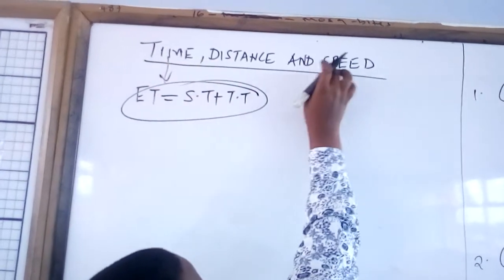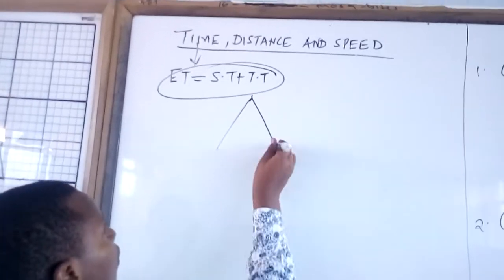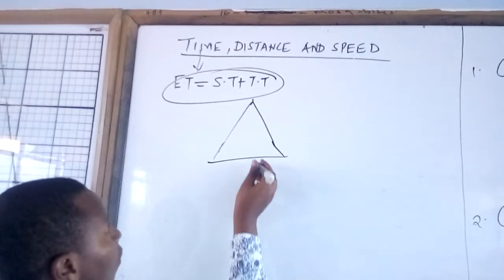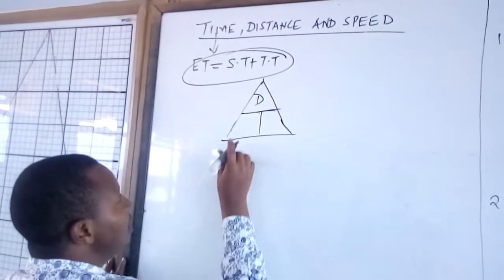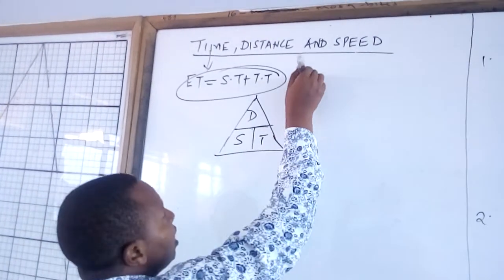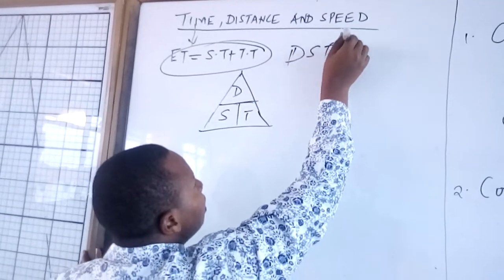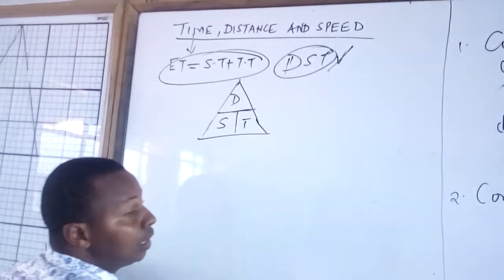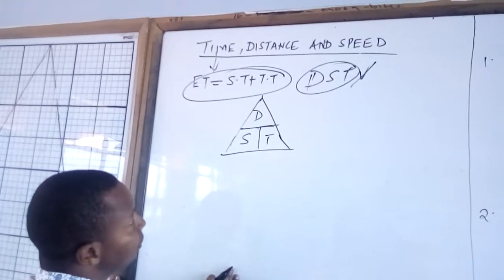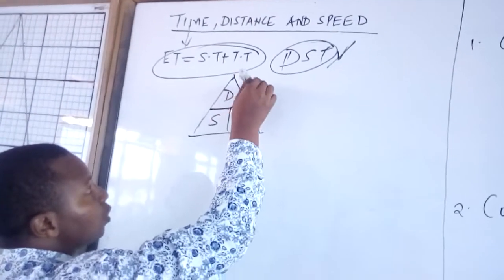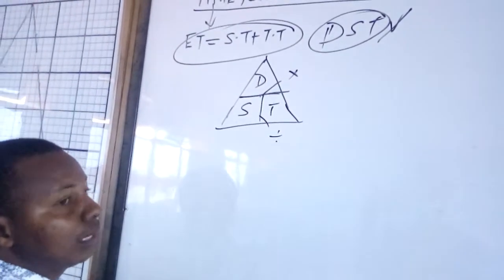So if you connect these three, then we will draw our triangle with a T there, where this is distance, D, S, T. So if you guys remember DST, just cancel V and remember DST. So you write it anti-clockwise. This sign means multiplication, this other one means division.